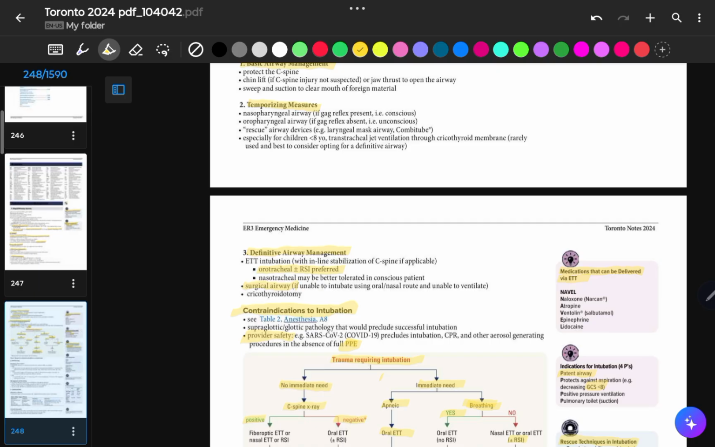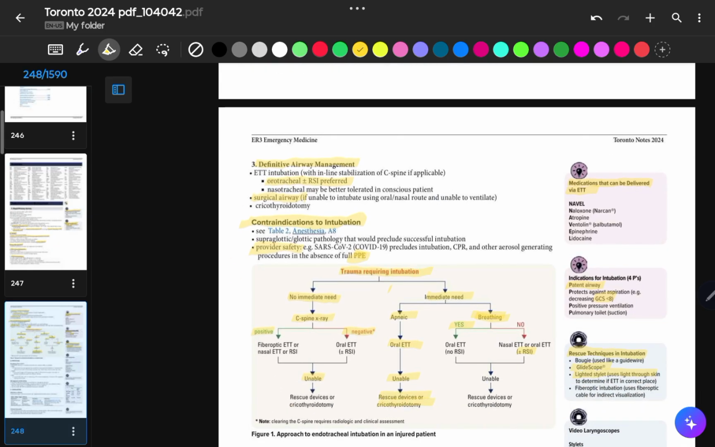Now, if this doesn't work and the patient still desaturates, then you move to the third step, where you're having a definitive airway management. Here you have an endotracheal tube, so an ETT, ETT intubation. All right. So in this, most of the time we use an orotracheal route, and an orotracheal route with rapid sequence induction is usually preferred.